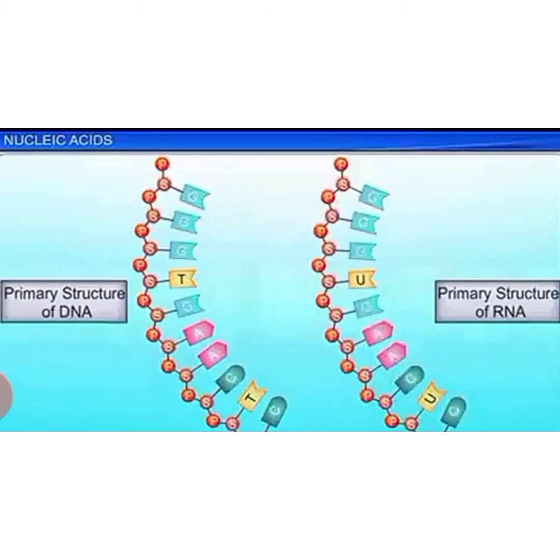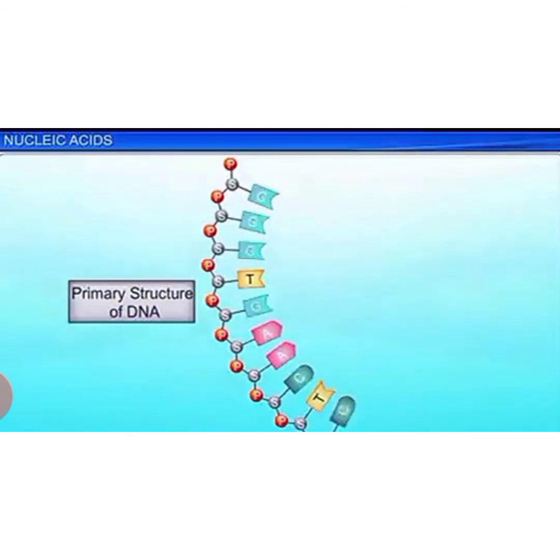The sequence of nucleotides in the chain of a nucleic acid is the primary structure of the nucleic acid, DNA or RNA. The sequence in which the 4 nitrogen bases are attached to the sugar-phosphate backbone of a DNA strand is called the primary structure of DNA.